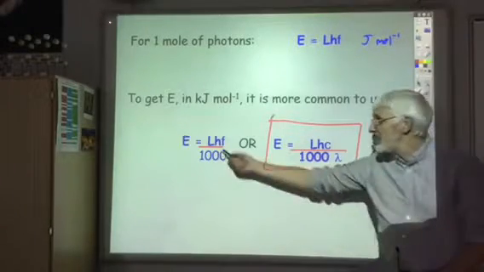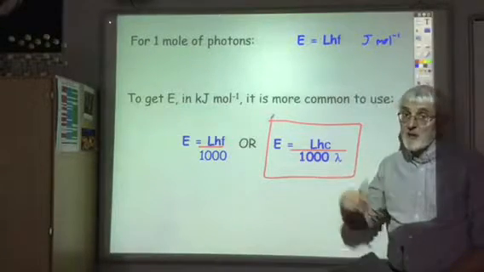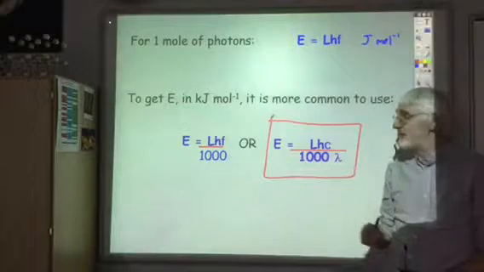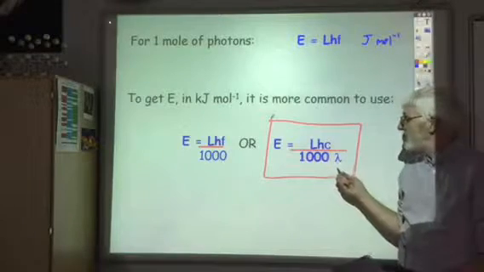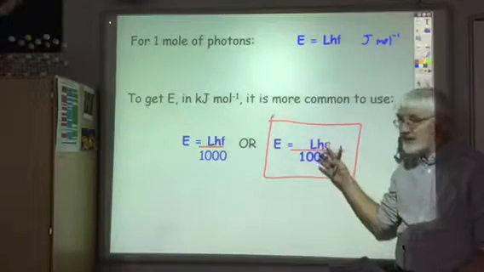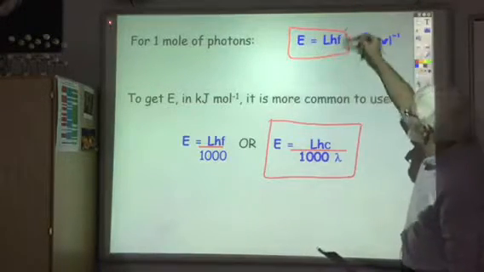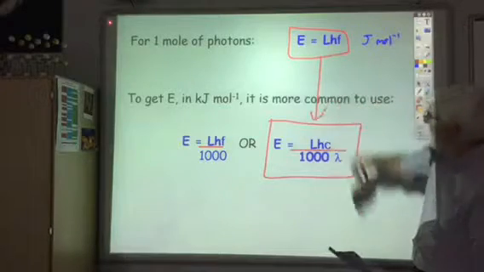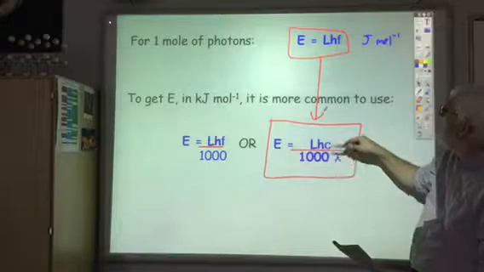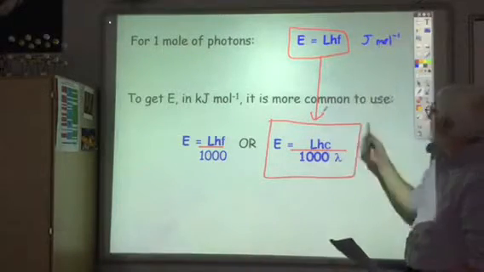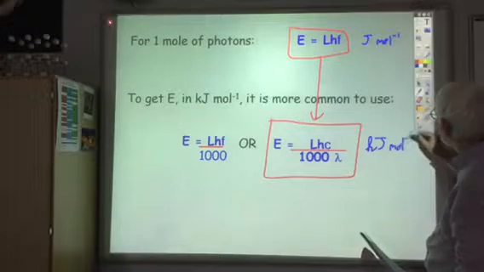Not always, occasionally you might be given the frequency instead of the wavelength. Sometimes you might be just asked for the energy of a photon instead of a mole of photons. So if it's just 1 photon, you lose the L. But this is the version you'll use most often. It's not in the data booklet. This one is in the data booklet. So you have to make sure you can convert that into that. So just replace the f with c over lambda and you divide by 1000 to change from joules per mole to kilojoules per mole.